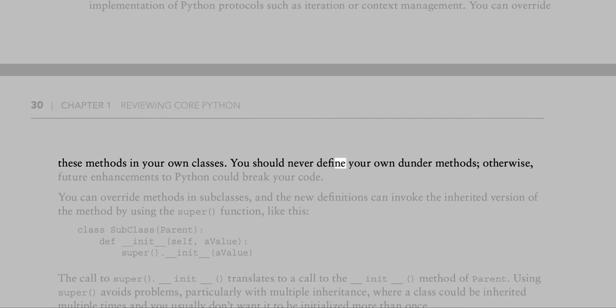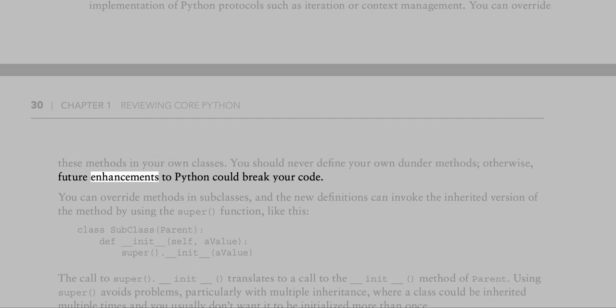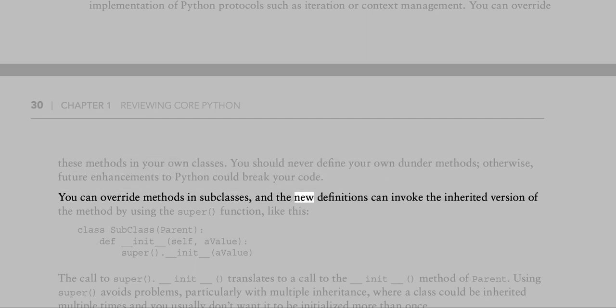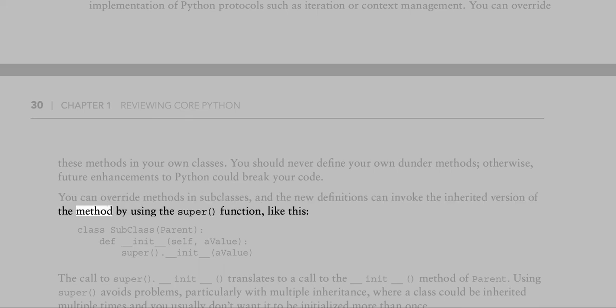You should never define any of your own dunder methods, otherwise, future enhancements to Python could break your code. You can override methods in subclasses, and the new definitions can invoke the inherited version of the method by using the super function like this: class Subclass(Parent): def __init__(self, a_value): super().__init__(a_value). The call to super().__init__ translates to a call to the __init__ method of Parent.